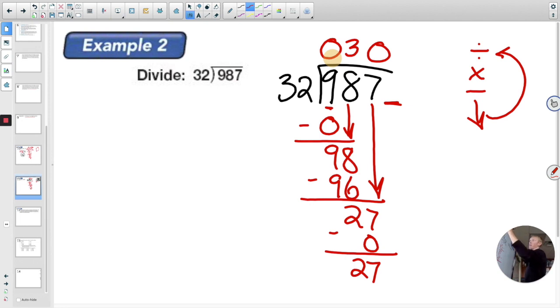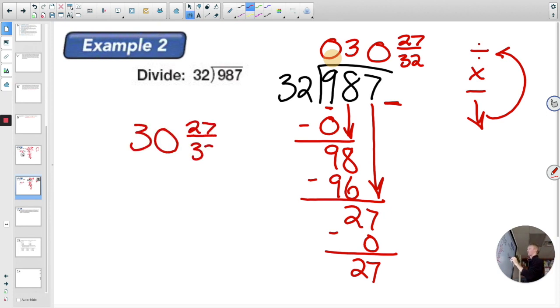So 30 and 27 over 32. Now I have to think, can I reduce 27 and 32? Are there any common factors of those two numbers that I can reduce them by? Let's see, I know 27 can be divided by 3, but 32 cannot be divided by 3. So I think we're done. 30 and 27 over 32 would be my answer, right?